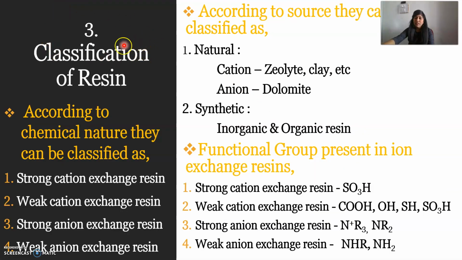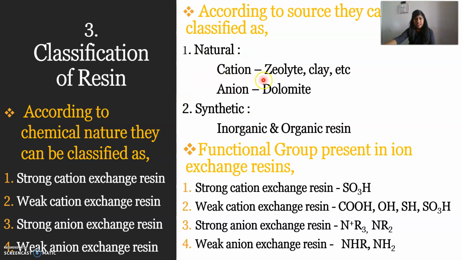Next point is classification of resins. In ion exchange, the resin plays a most important role, so the classification of resin is an important part here. According to chemical nature, resins have been classified into four categories: strong cationic exchange resin, weak cationic exchange resin, strong anionic exchange resin, and weak anionic exchange resin. And according to the sources, they are also classified into natural source and synthetic.